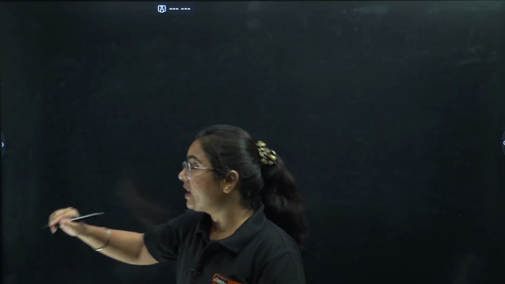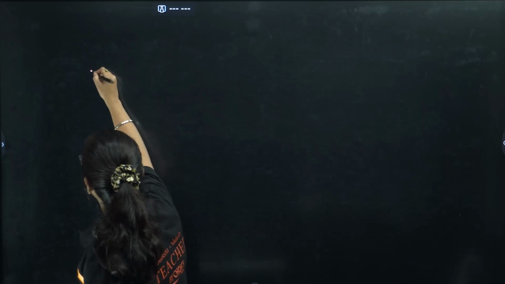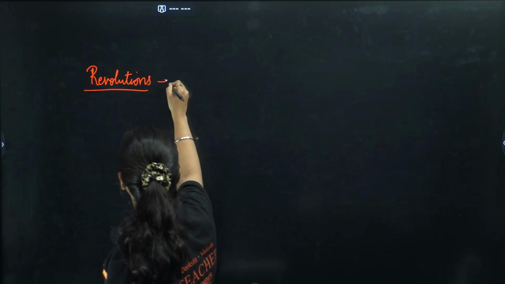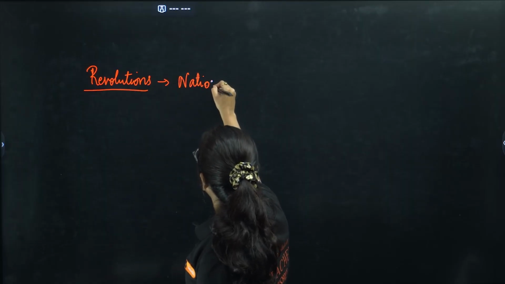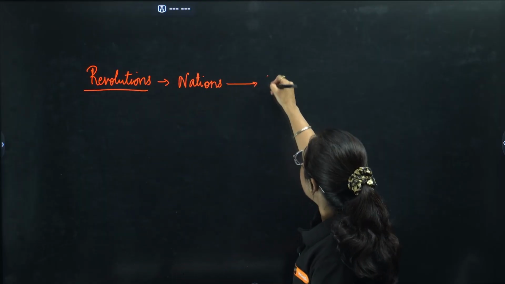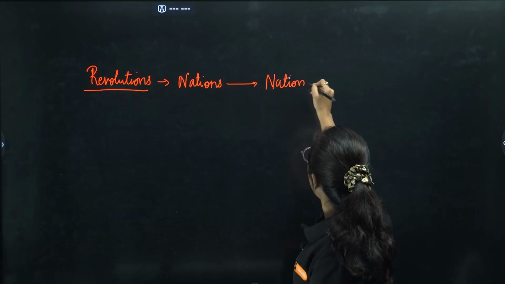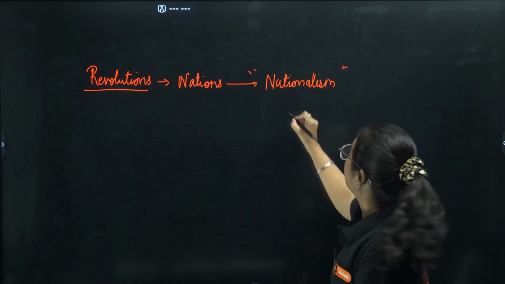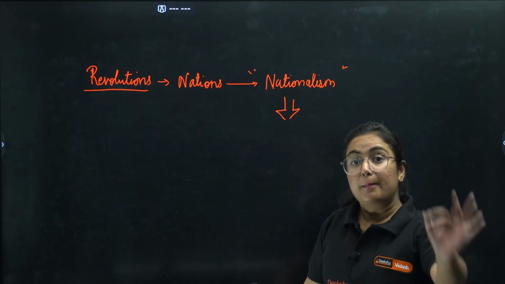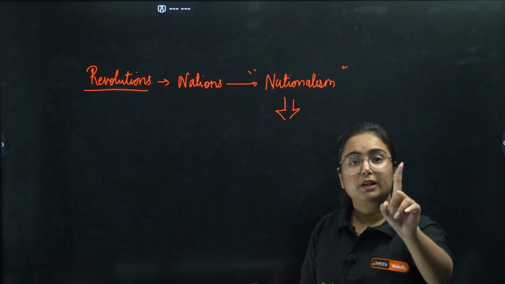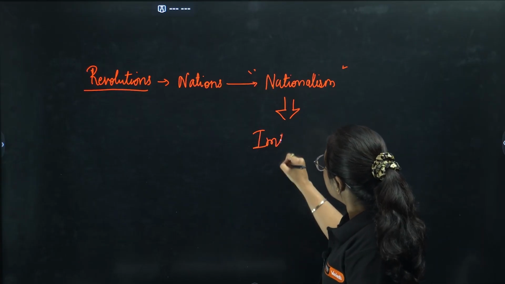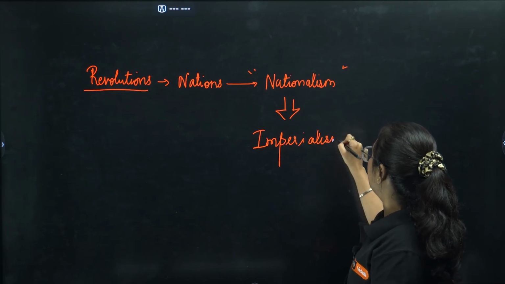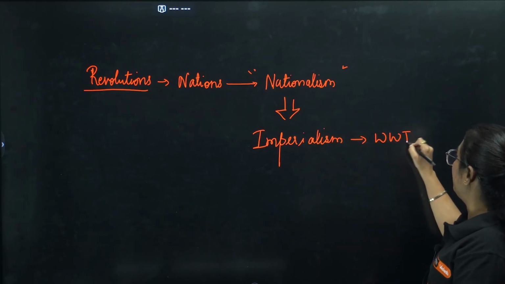Ma'am, why? Because I want to tell you that we have seen that there were certain revolutions in Europe that led to the formation of nations. And nations were only formed because the feeling of nationalism grew there. Connecting the points, at the end of that chapter, we have seen that this feeling of nationalism led to imperialism, which further led to First World War.